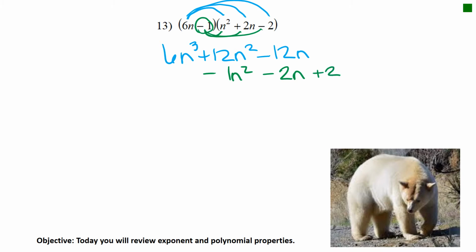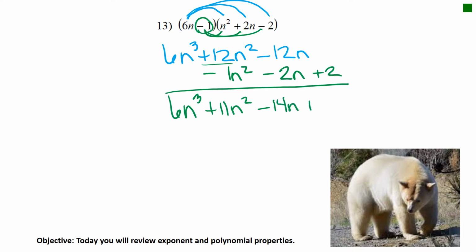Negative 1 times negative 2 is a positive 2. What you guys really have to do is watch your signs, because you guys are really bad at messing up with positives and negatives, so be really careful there. When I combine like terms, I only have 6n cubes. I've got 12 minus 1, that's 11. Those are n squares. Negative 12 minus 2, that's negative 14. Those are n's. And then I have a positive 2.